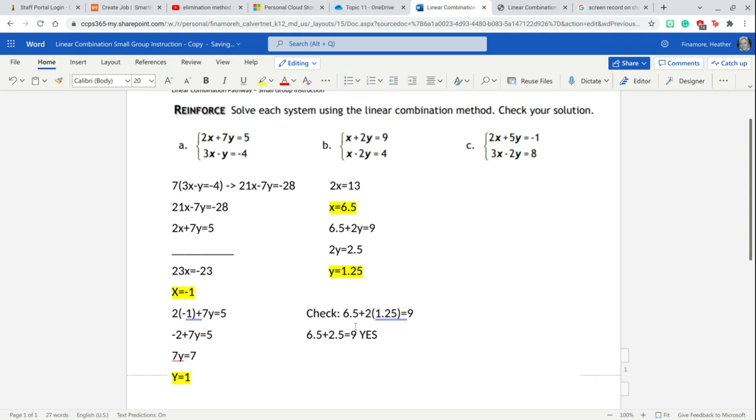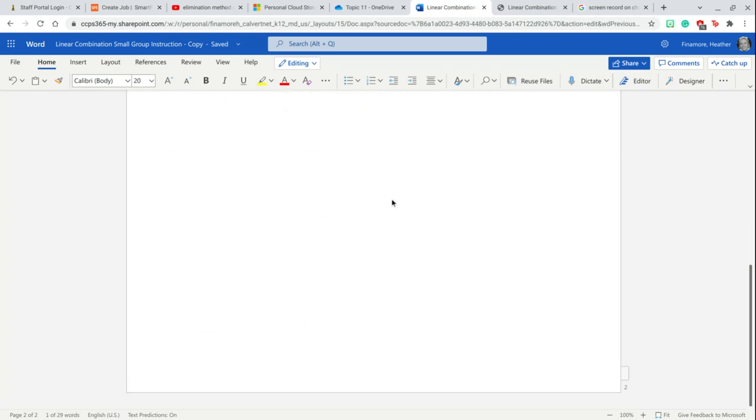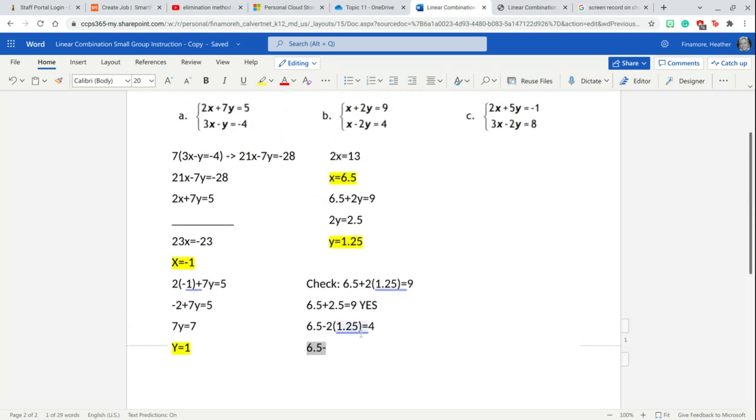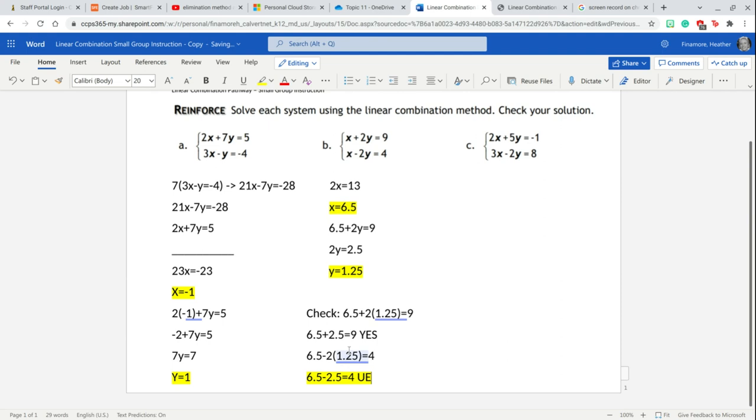So x minus 2y equals 4. Does 6.5 minus 2 times 1.25 equal 4? So 6.5 minus, oh, I didn't mean to have that highlighted. Okay, whatever. 2 times 1.25 is 2.5. Does that equal 4? Yes.